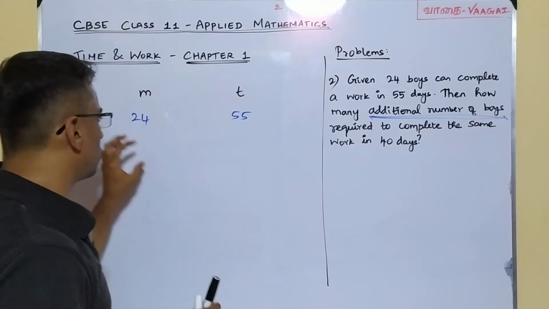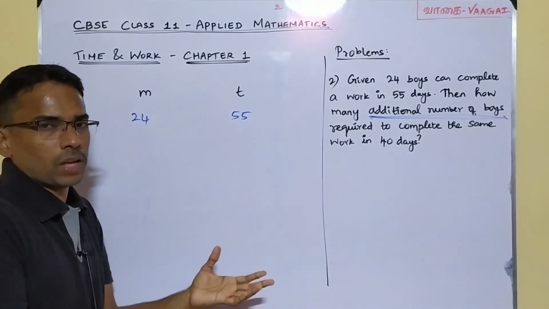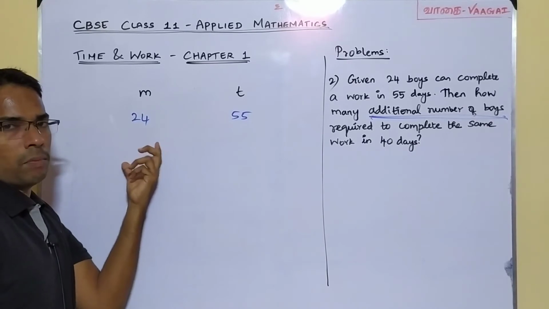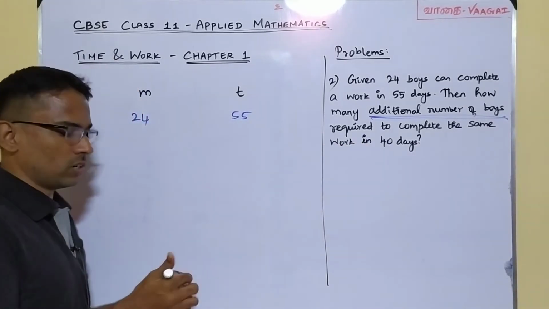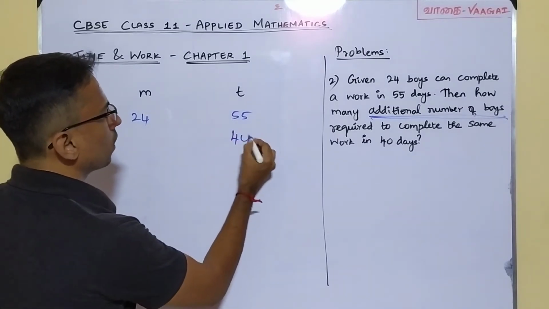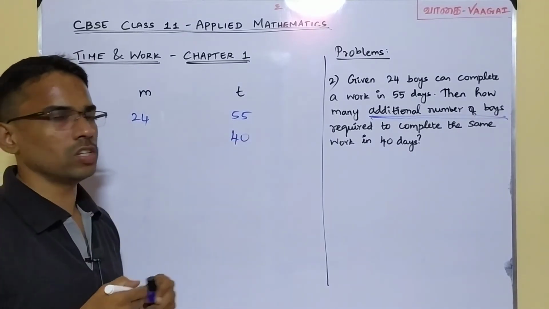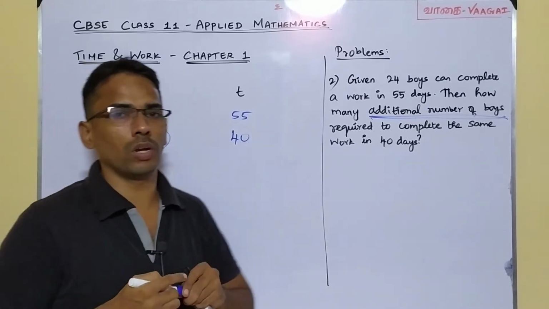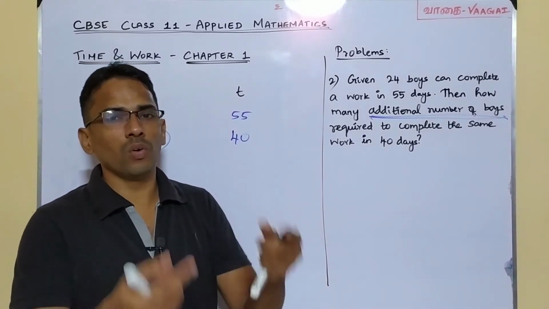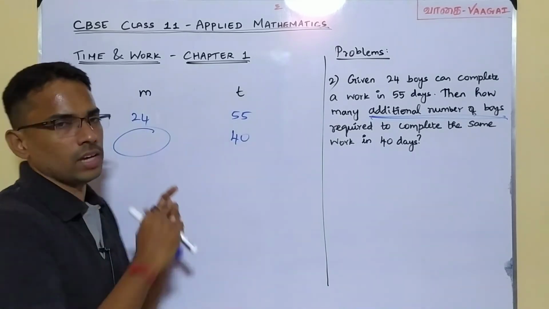So this time, the second manpower is missing. I mean, that number of boys is actually missing, who can complete the work in 40 days. That is the question. So in this case, this M2's value is missing, and we need to find this value in order to get the answer.